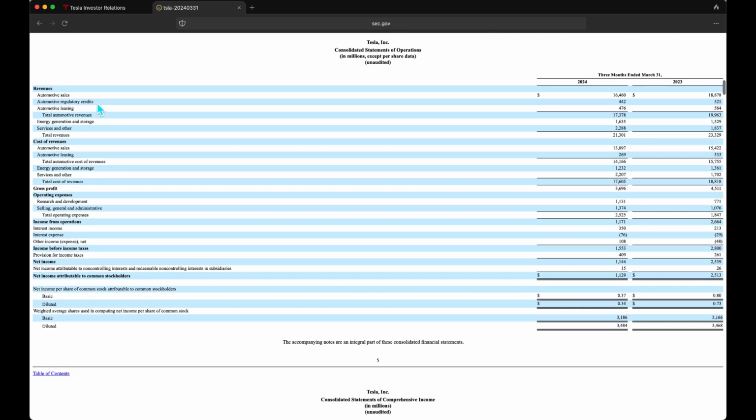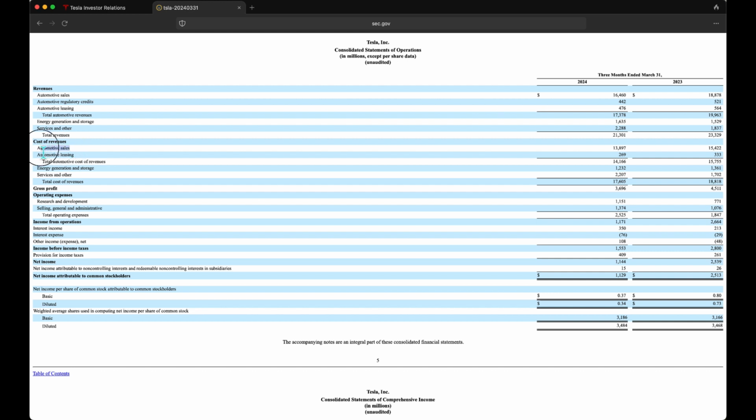To start off, let's consider the revenue. So Tesla's revenue is composed of automotive sales, automotive regulatory credits, and automotive leasing. That's its automotive revenues. So adding those 3 leads to a sum of $17,378 millions of dollars. As we can see at the very top, this data is in millions of dollars. Now, once we have that value, we also need to add the energy generation and storage, as well as services and others. So our total revenue is going to be $21,301 millions of dollars.